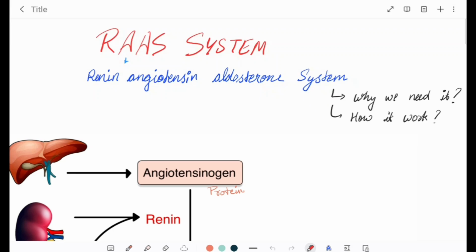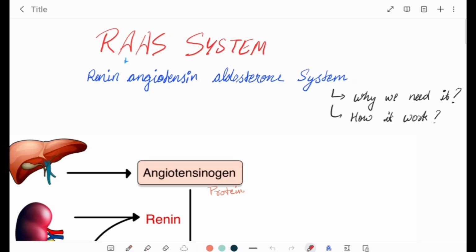So today I'm starting the topic of the RAAS system. The full form of it is renin angiotensin aldosterone system. I hope you have heard about it, but it's a bit confusing. I hope I will be able to help you understand it in simple ways today.